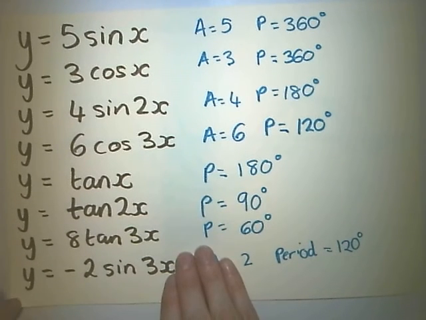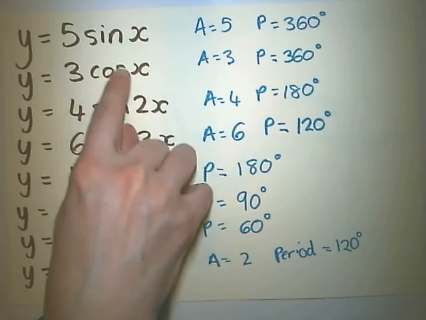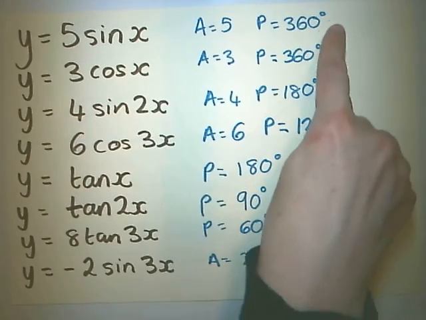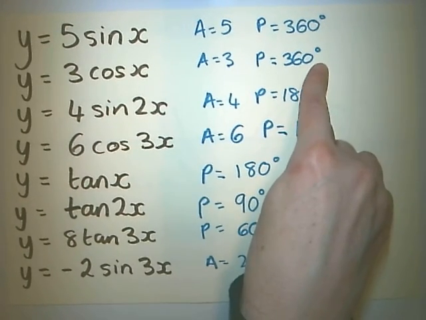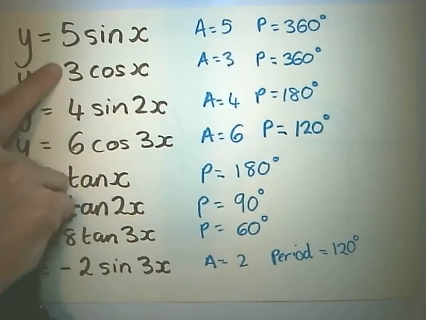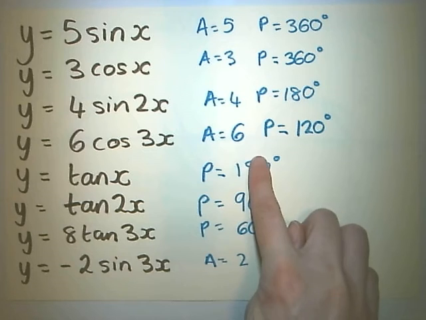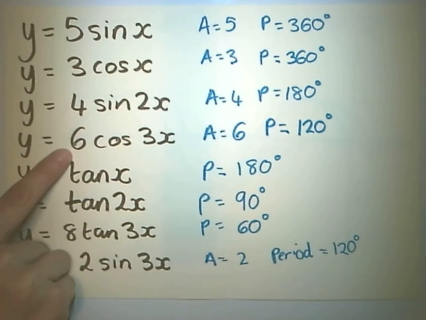I just want to go over the amplitudes and periods of this. You can see all the answers down the right hand side, but let me explain where we're getting them from. So if it's ever sine x and cos x, the period is 360 degrees. Okay, the amplitude is always a number at the front, so that's super easy. You can see I've just written 5, 3, 4, 6 all the way down here. So the amplitudes are always just the number at the front.